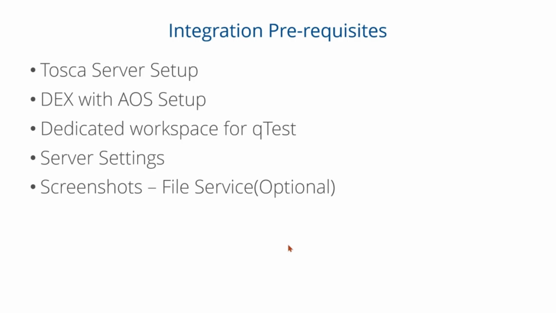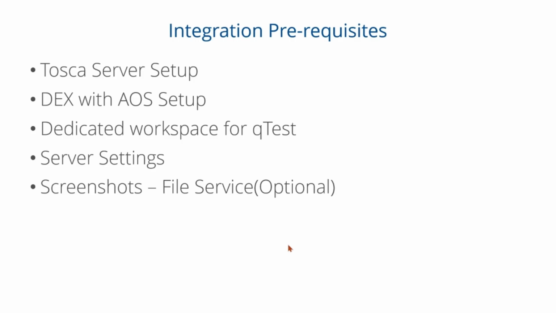So for these two topics, I have made videos about in detail how to install Tosca server from the scratch and how you need to configure DEX with EOS. Please go and refer those videos. I will give the links in description box and in the I button as well.